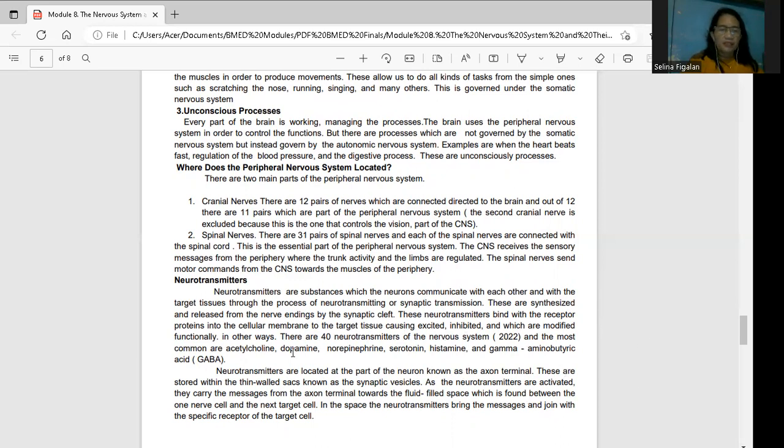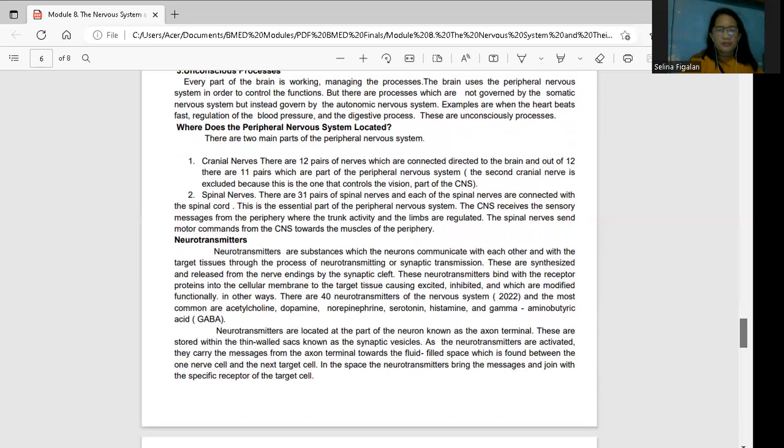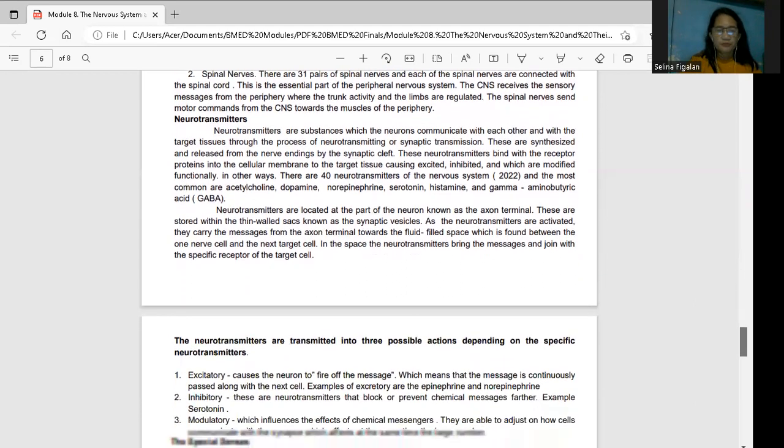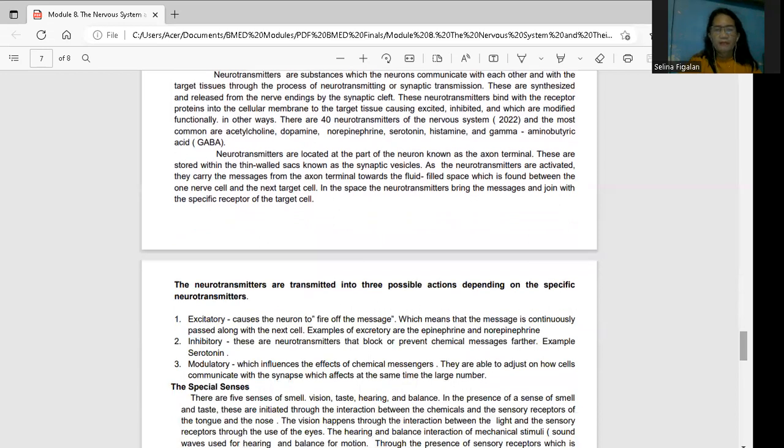Okay, so iba ang meaning nito, iba ang function ng neurotransmitters under the psychology students. Neurotransmitters are located at the part of the neuron which is known as the axon terminal. So napapansin nyo sa ilalim na portion yun ng inyong neuron, the axon terminal. Kasi doon yung pagko-connect ng dalawa para mag-transmit ng messages going to the neurotransmitters para mag-react. So the neurotransmitters are transmitted into three possible actions.